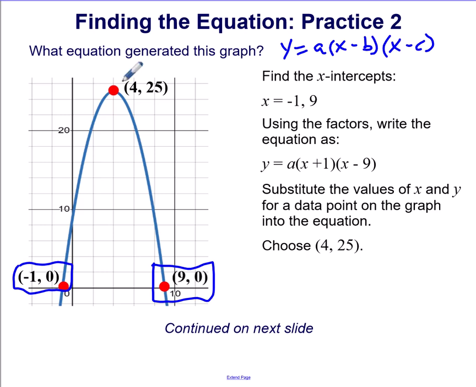Now we can pick any one we want. I'm going to pick this one here, 4, 25. I know this is 4 because it's 2, 4. And I go up here, it's 20, 22, 24, and halfway between is 25. So this point 4, 25 is going to get substituted, x is replaced with 4 here and here, and y is replaced with 25. That will help us determine the value for a.